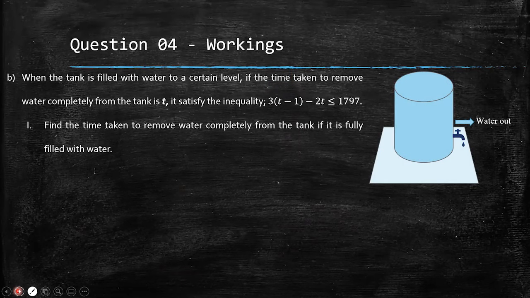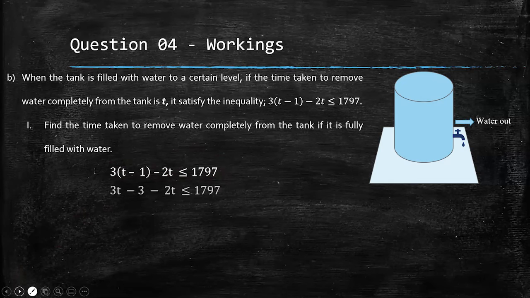It states, when the tank is filled with water to a certain level, if the time taken to remove water completely from the tank is t, it satisfies the inequality 3 times (t minus 1) minus 2t is less than or equal to 1797. It asks us to find the time taken to remove water completely from the tank if it is fully filled with water. So this is the inequality that is given to us: 3 times (t minus 1) minus 2t less than or equal to 1797.